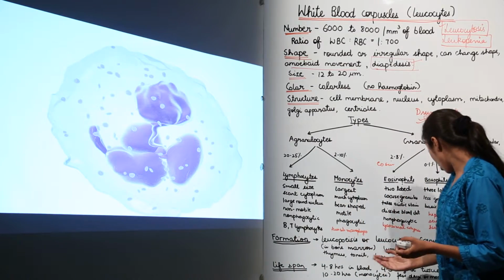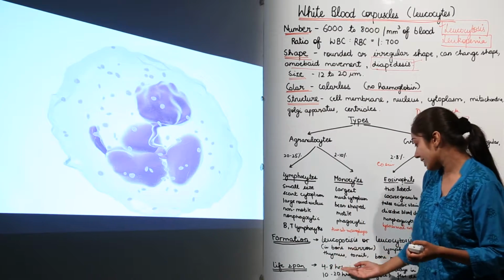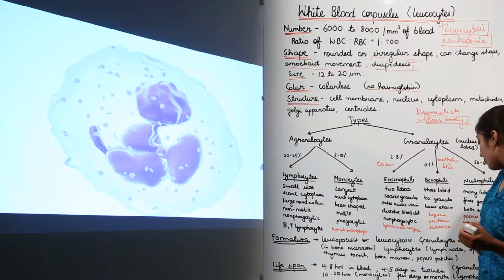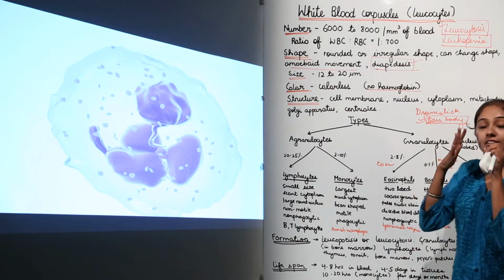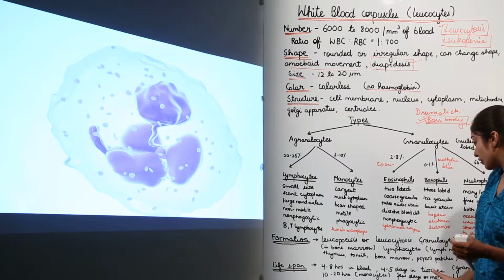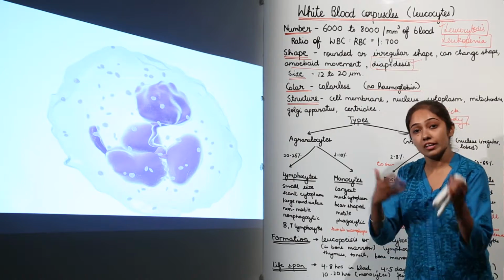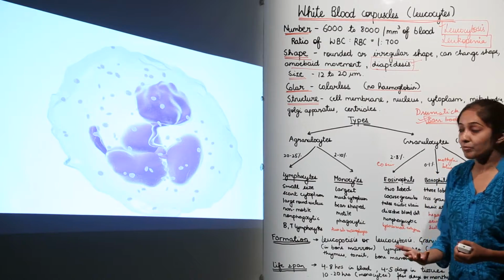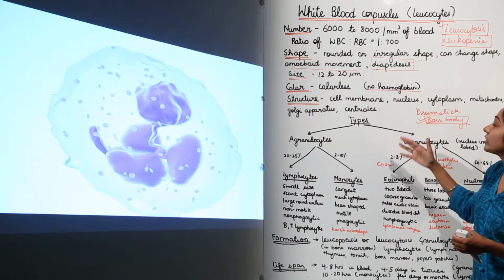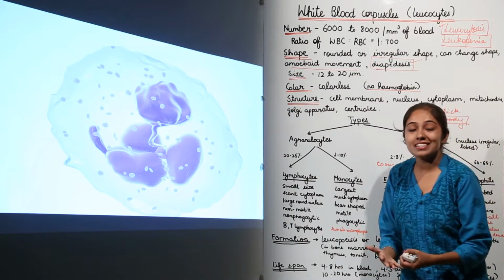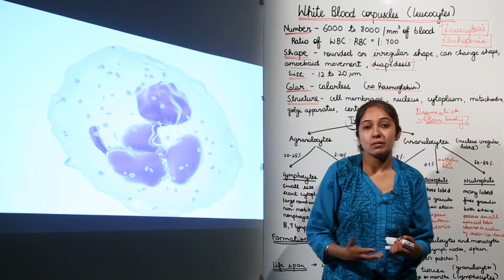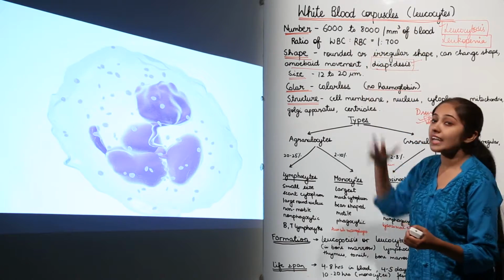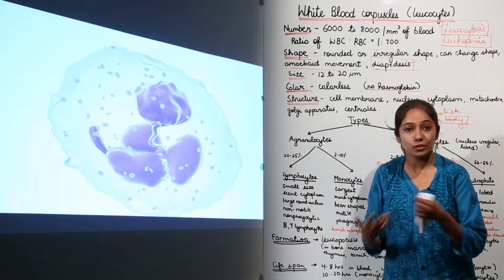Then the lifespan of granulocytes is around 4 to 8 hours in the blood, while 4 to 5 days in the tissues. And if we talk about lymphocytes, the lifespan varies from a few days to a few months or a year in fact. And the monocytes survive for 10 to 20 hours. So when the WBC count is increasing, this means you are suffering from some infection, maybe a bacterial or a viral infection. So WBC count is helpful in diagnosis of diseases such as typhoid and tuberculosis.